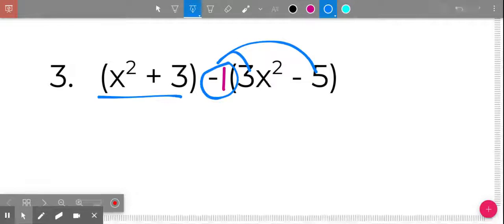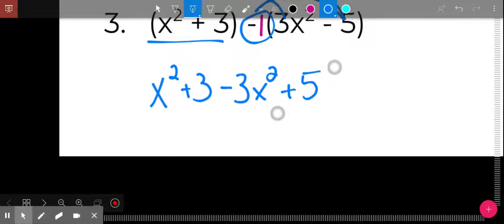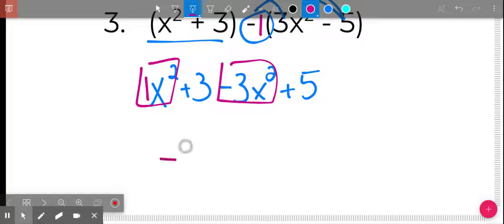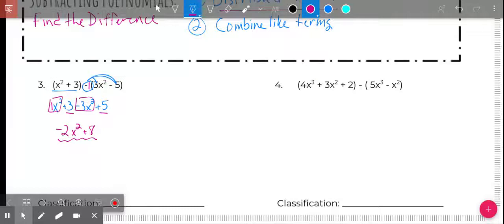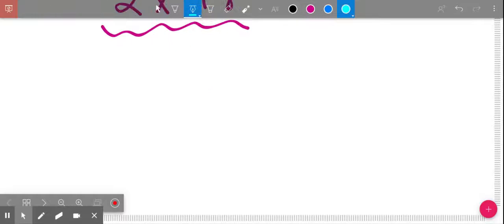So this first set of parentheses stays the same. And we're going to distribute the second set. So -1 times 3 gives me -3x squared. And -1 times a -5 gives me +5. From here, we just need to combine our like terms. So I'll have x squared and then -3x squared. Okay, so 1 minus the 3 gives me -2x squared. And then 3 plus 5 gives me +8. Now, for classifying that, my largest exponent here is a 2. So that is going to be quadratic.